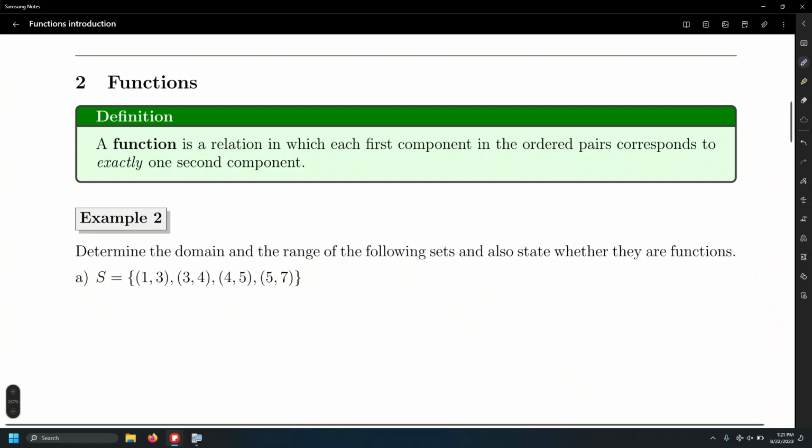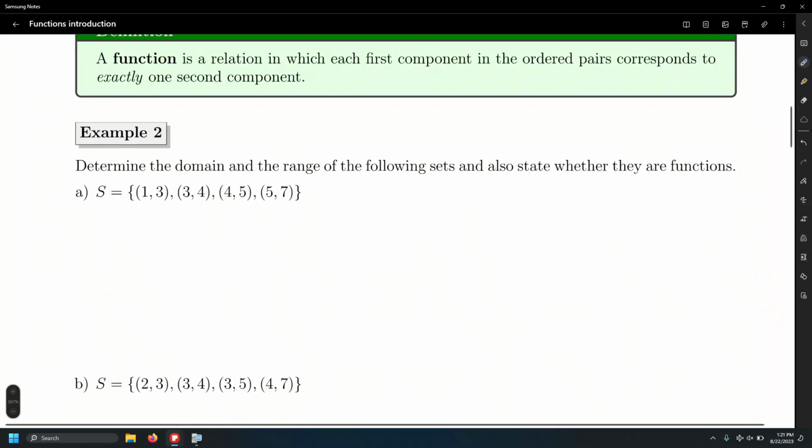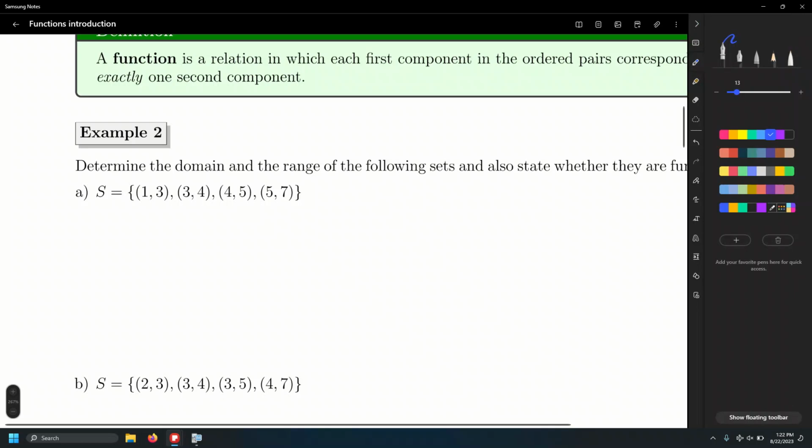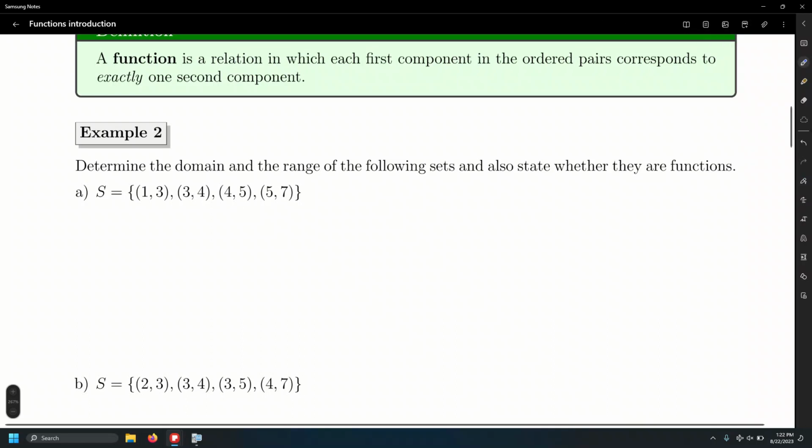For example, let's look at some examples. So, let's determine the domain and the range of the following sets, and they're also asking us to state whether this relation is a function or not, because again, these two are relations. And I'm going to use the bubble notation. You'll see what I'm talking about, so you can have a better visual between domain and range. So here is the thing.